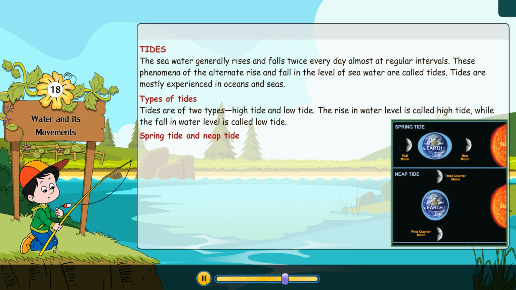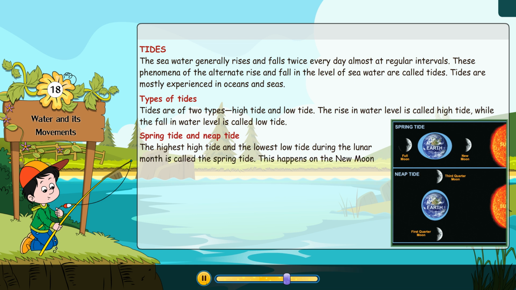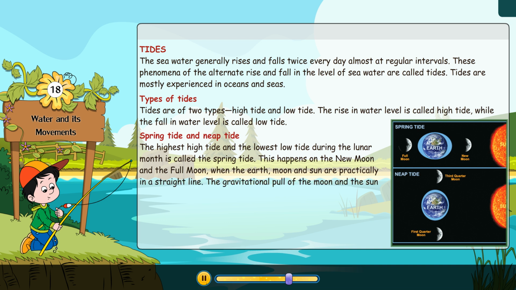Spring tide and neap tide. The highest high tide and the lowest low tide during the lunar month is called the spring tide. This happens on the new moon and the full moon, when the earth, moon and sun are practically in a straight line. The gravitational pull of the moon and the sun are combined to produce tides which are higher than usual.